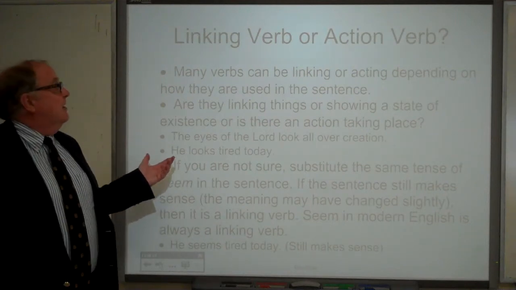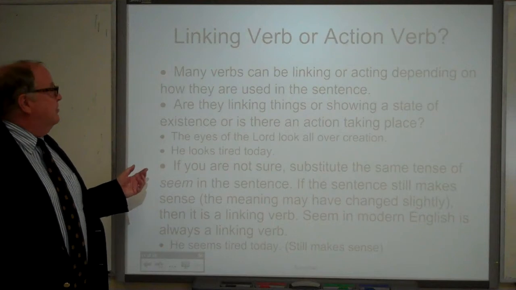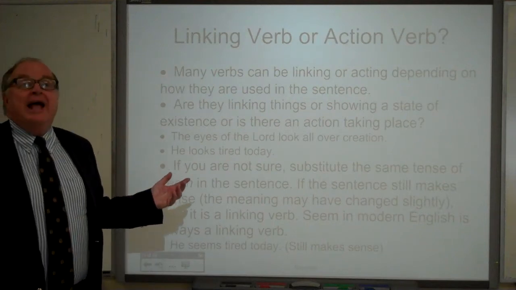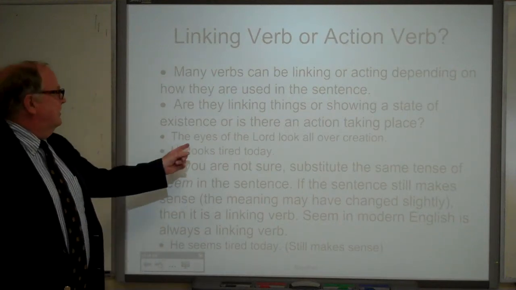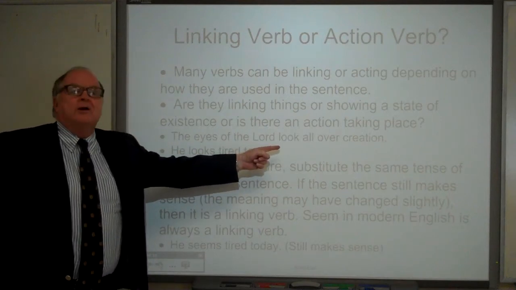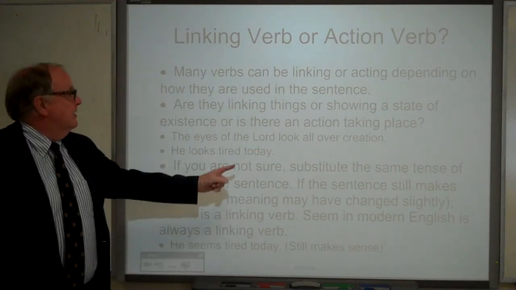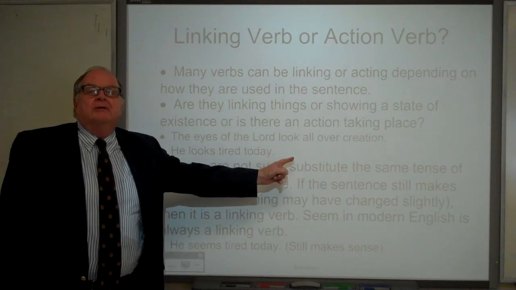And so you have to ask yourself, are they linking things? Or are they showing a state of existence? Or is there an action taking place? So, for example, the eyes of the Lord look all over creation. Here, look is an action verb.